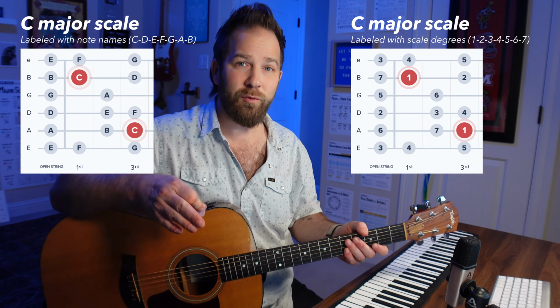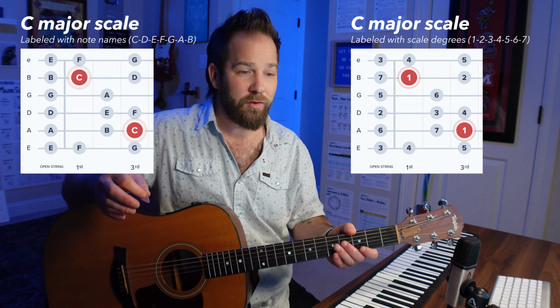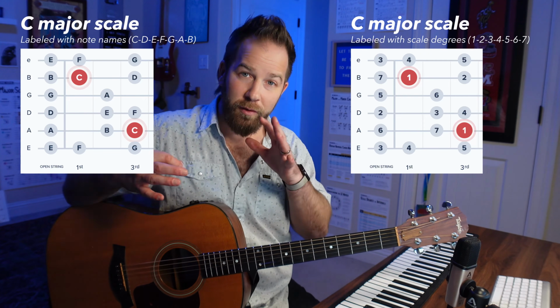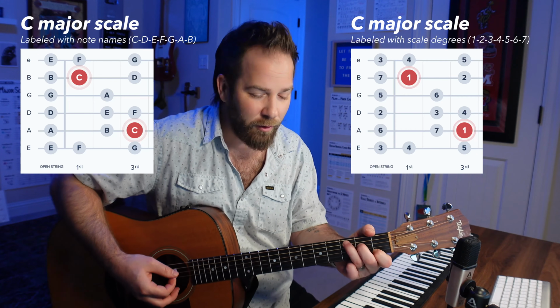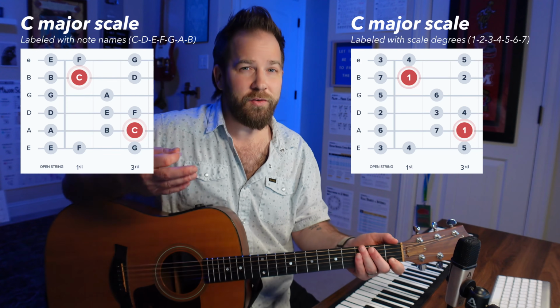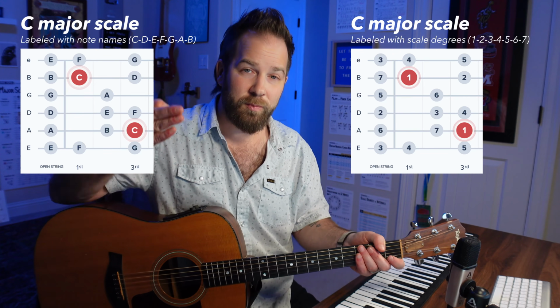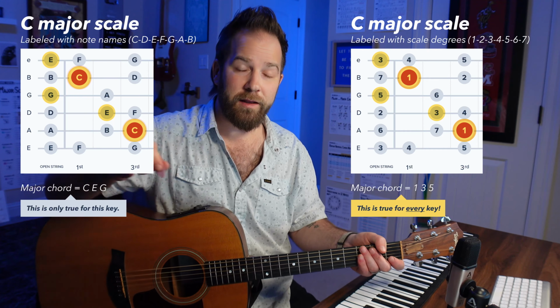Now here's a handful of ways you might actually use scale degrees, okay? One is if you're constructing chords. So say we're in the key of C. We know these notes in the C major scale. Now, what is a C major chord built on? Do you know what scale degrees it's built on? It's built on the 1, the 3, and the 5.